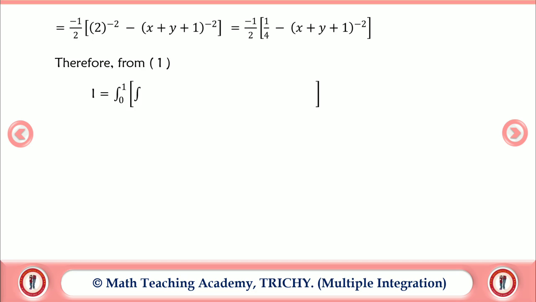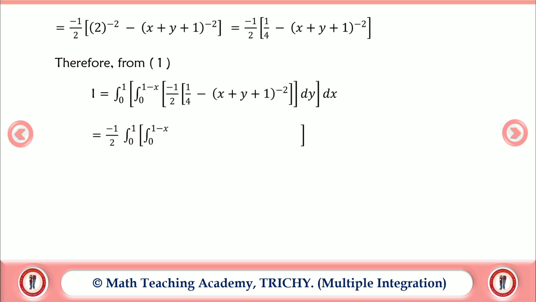Therefore, from 1, I is equal to the integral 0 to 1, integral 0 to 1 minus x, into, in place of the innermost integral, replace the value we have obtained. That is minus 1 by 2 into 1 by 4 minus of (x plus y plus 1) whole power minus 2 into dy dx. Now we have to integrate this with respect to y. So that is equal to minus 1 by 2 into the integral 0 to 1, integral 0 to 1 minus x of 1 by 4 minus (x plus y plus 1) whole power minus 2 into dy dx. Let it be equation number 2.